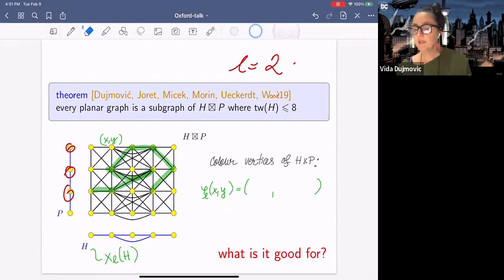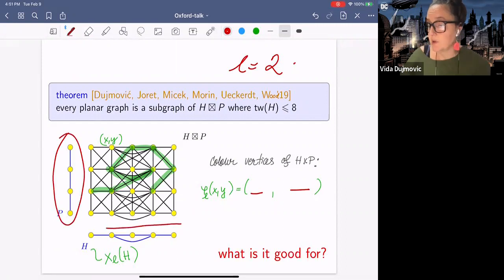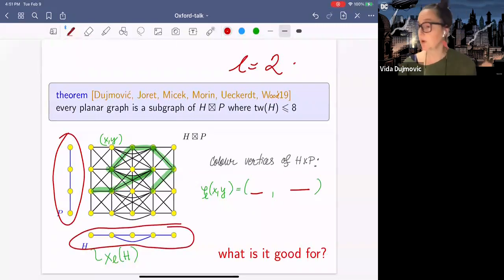The obvious thing to try is to assign 2 colors to vertices of the product, one from a coloring of P and the other from a coloring of H, if you know them. Given that we know a coloring of H, I'm going to put here whatever color for vertex Y comes from H. That's going to be one color.